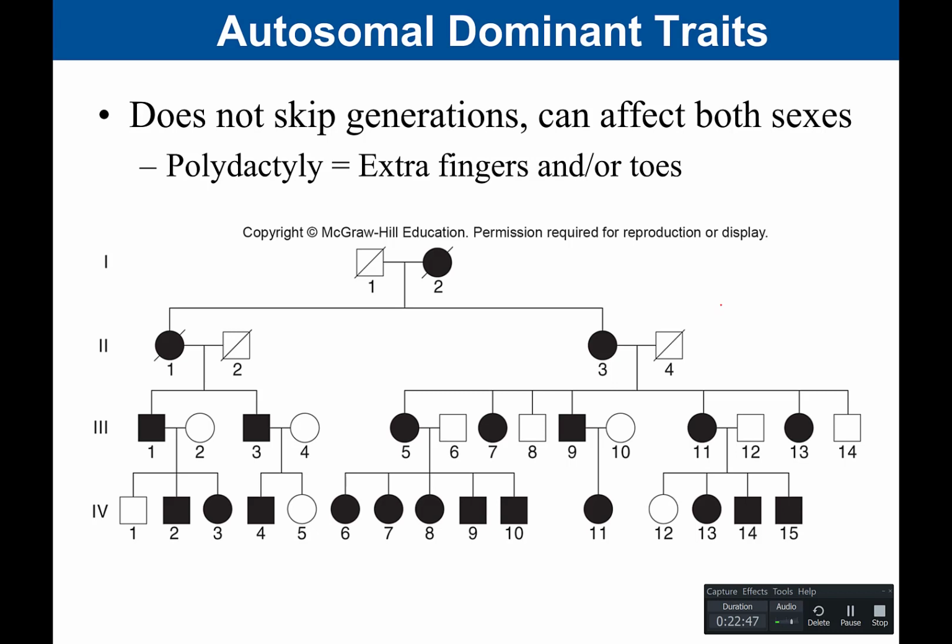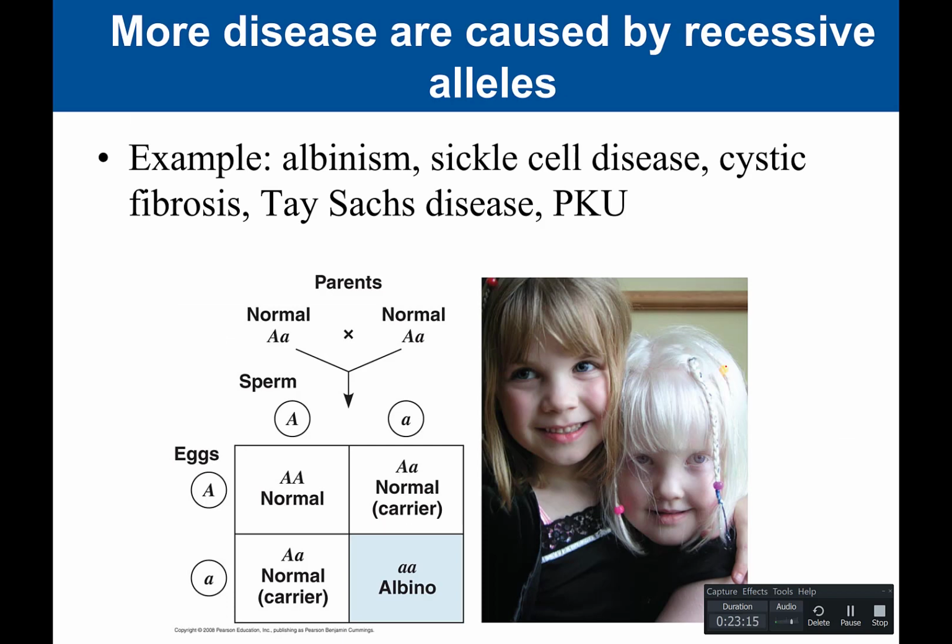And so you'll notice that for every filled in one that you see, a square or a circle, remember that the squares are going to be males, the circles are going to be females. Notice it affects both males and females. So there's no correlation with who's infected more, males or females. It infects both. So this tells you autosomal dominant. More diseases, however, are caused by recessive alleles.